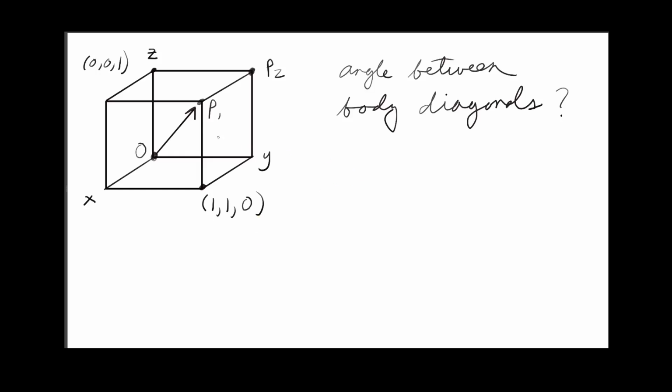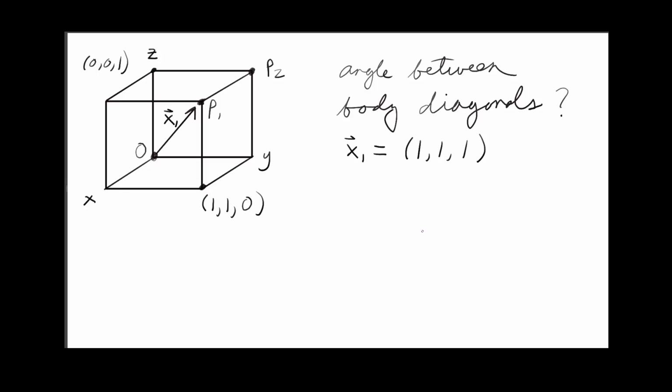And so the vector, we'll call it x1, that takes you from the origin across the body of the cube to point P1 has components 1, 1, 1.